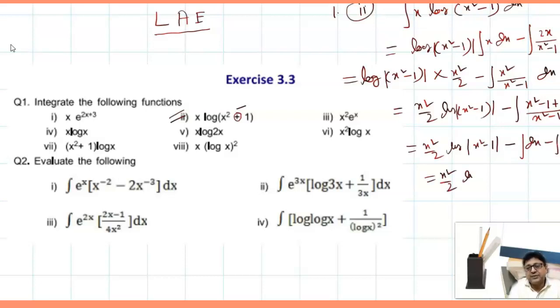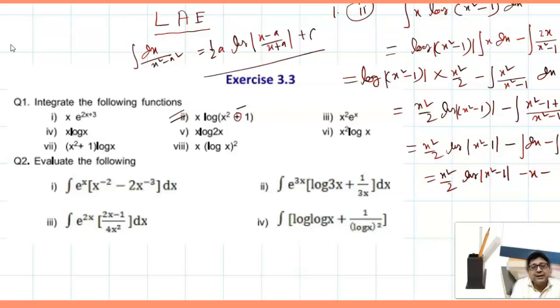So it will be x square by 2 log of x square minus 1 minus x, and this one is a standard integral. You should remember this. Integral dx by x square minus a square is 1 by 2a log of x minus a by x plus a plus c. So here you write half log of x minus 1 by x plus 1, plus c. Done. So this is just by choosing the first function, second function concept you can get.